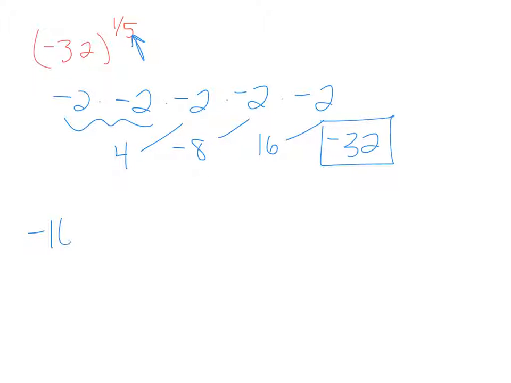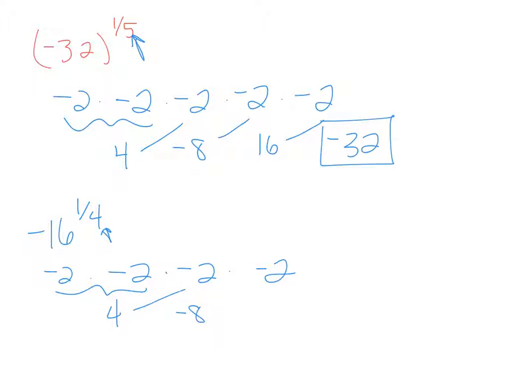But this one doesn't work, okay? Because it's an even number and a negative. So negative 2, 3, 4. Okay, here we have positive 4 times negative 2 is negative 8 times negative 2 is positive 16. I can't get that negative there with an even power, right?